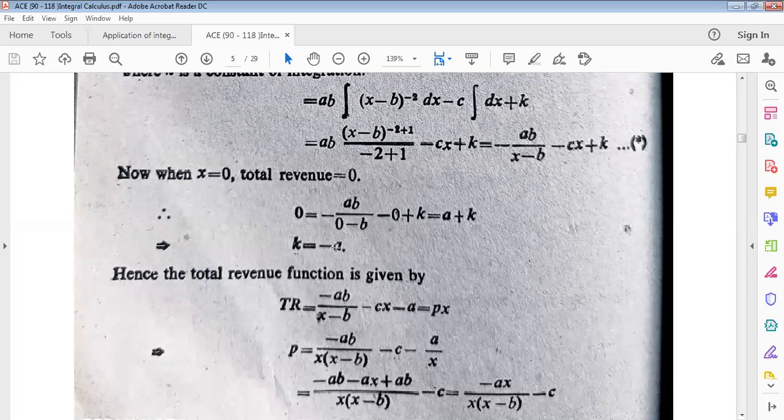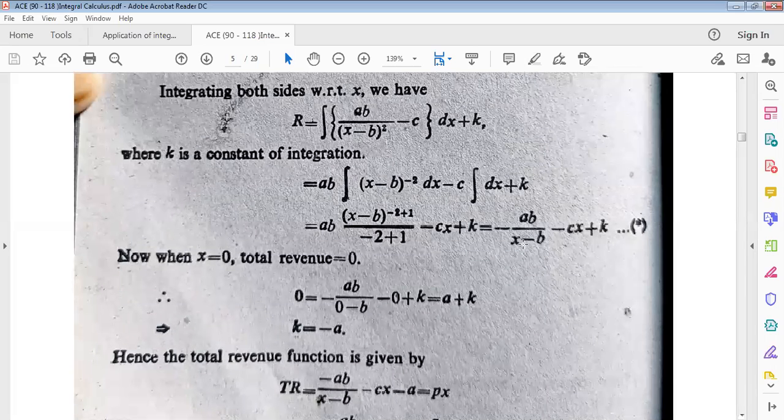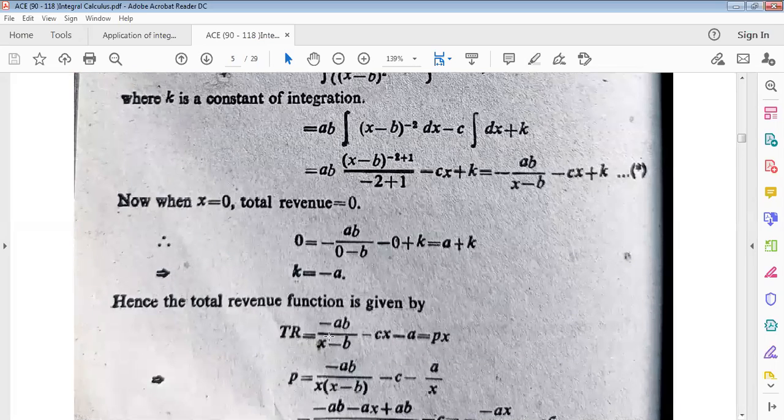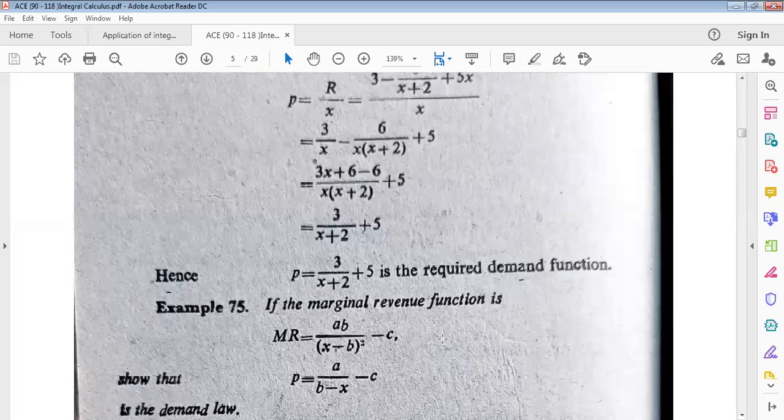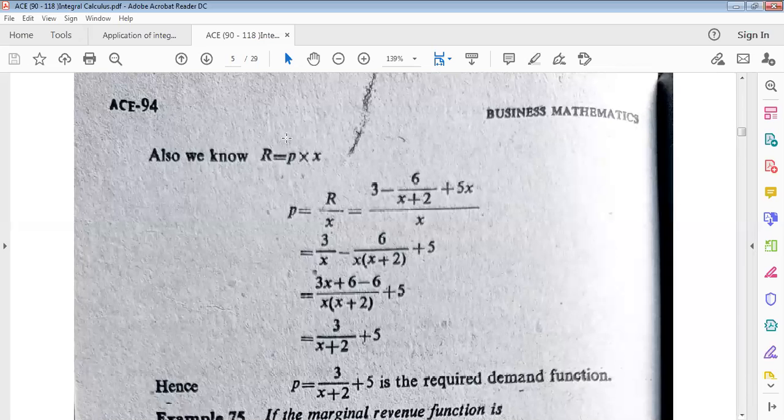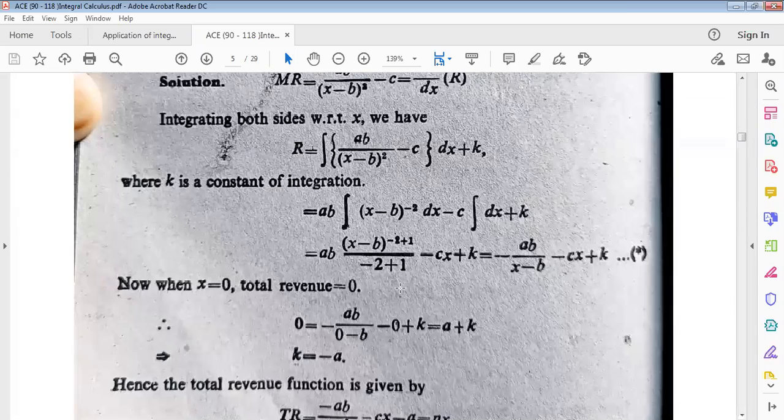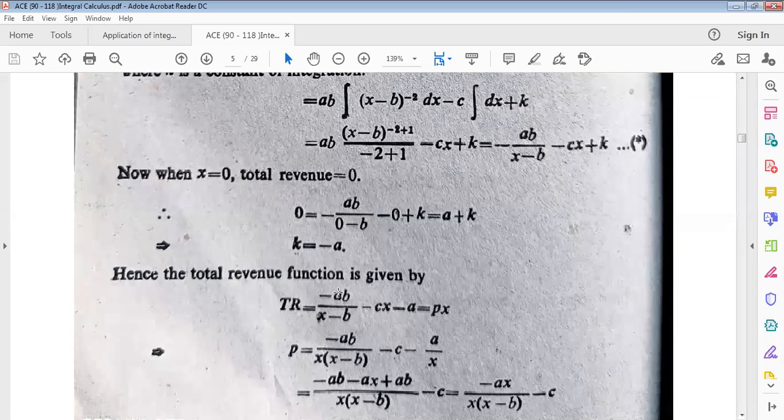So putting the value of k in the revenue equation, r equals this, we get total revenue equals minus ab, x minus b, minus cx minus this, k will be what? Minus a. Actually, total revenue equals px. We know r equals px. Understand? Revenue will be price multiplied by number of units. So this can be written as total revenue equals px.